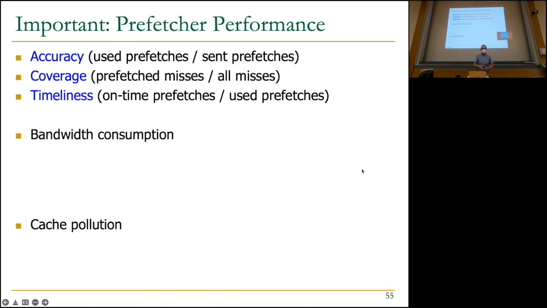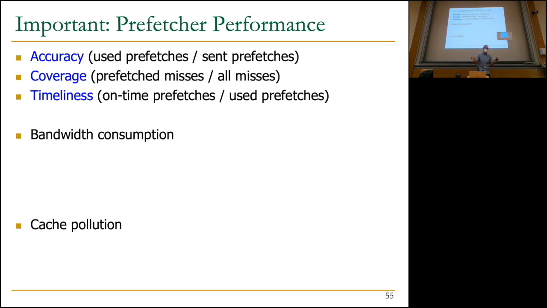Okay, so let's cover some prefetcher performance metrics before we look into some algorithms. I already mentioned accuracy. Accuracy is what fraction of the prefetches that you send out are used by or demanded by the processor. Coverage is, you have some misses in your program. What fraction of them are prefetched by the prefetcher? So of course, if you have 100% coverage, you prefetch everything, right? But that doesn't mean that they're timely. Timeliness means what fraction of the used prefetches are on time, meaning they hit in the cache by the time the processor needs to access them.